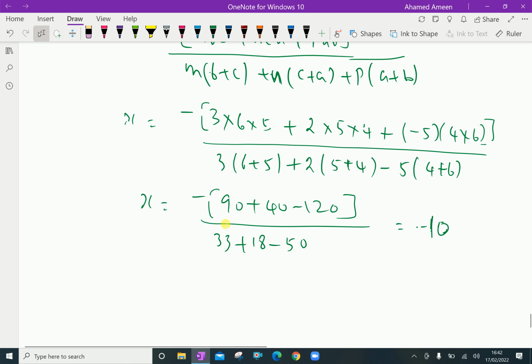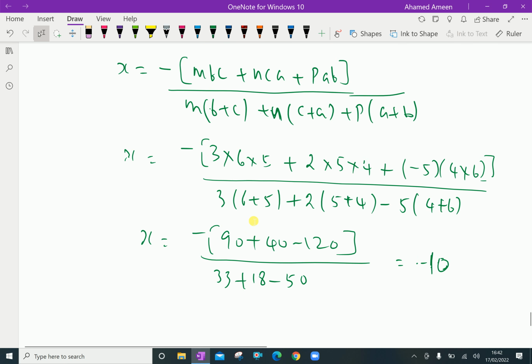By using this type of Vedic techniques, we can solve linear equations in an easier and faster manner.